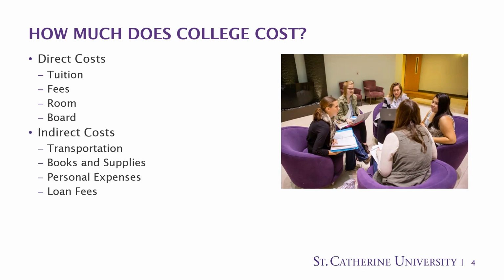Indirect costs is the second component that makes up a college's cost of attendance. Indirect costs, sometimes referred to as non-billable items, are not actually charged to the student by the university. Instead, they are there to help students see on a broader level what expenses they should be aware of while attending college. These indirect costs can include transportation costs, such as the cost of gas or busing, books and supplies required for classes, personal expenses throughout the year, or loan fees if students choose to take out a loan to borrow money for college.